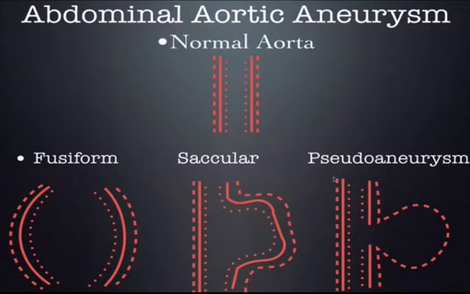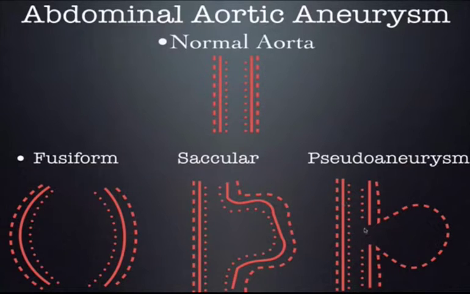Whereas a pseudoaneurysm looks similar to a saccular aneurysm as a focal ballooning segment of the artery. However, only the adventitia is involved in the wall of the aneurysm. The intima and the media are effectively disrupted and not ballooned out into the aneurysm and not making up a part of the wall of the aneurysm, whereas in the saccular aneurysm, you can see that the intima and the media are involved.